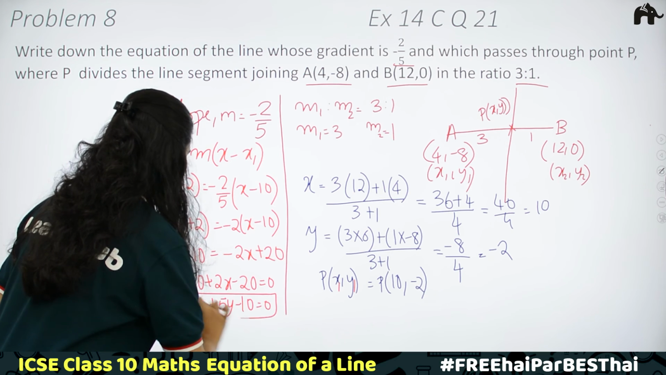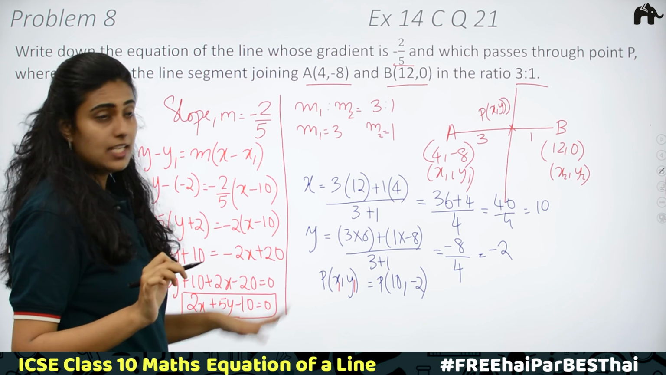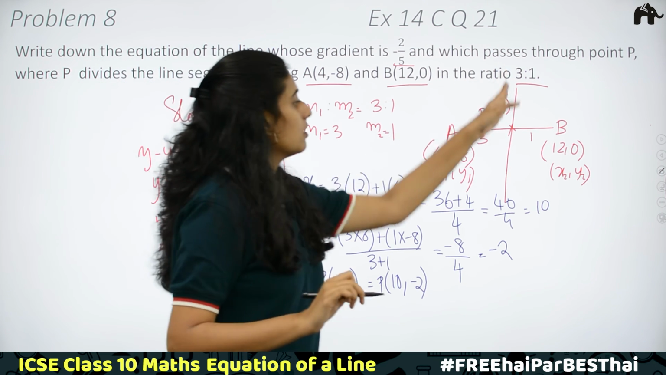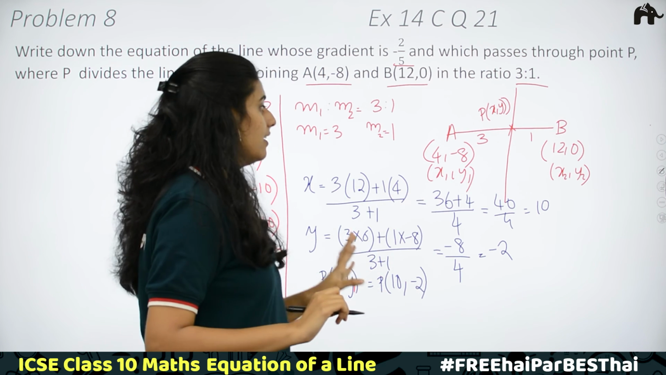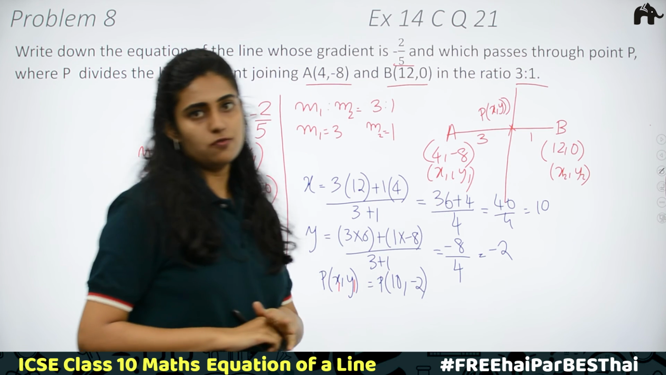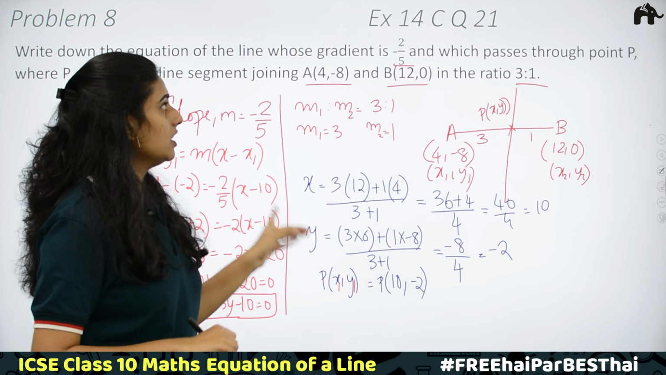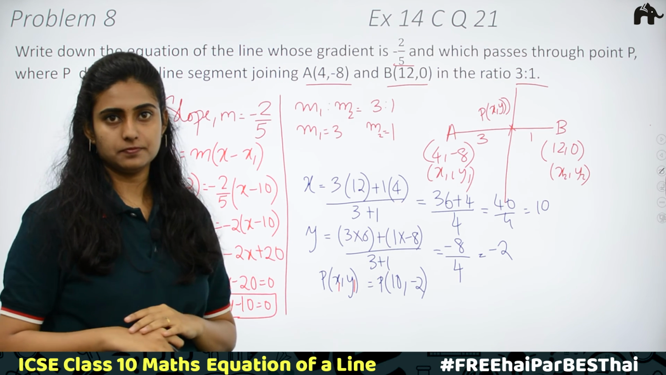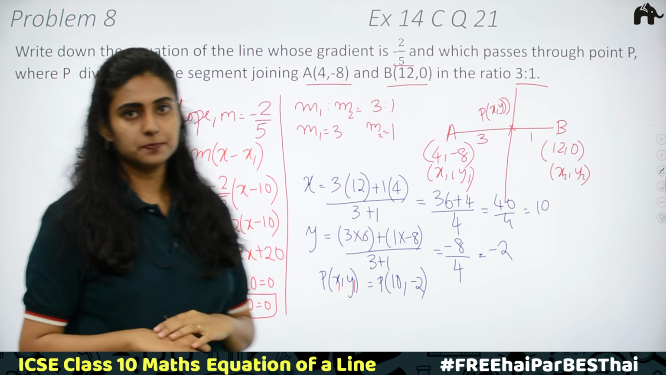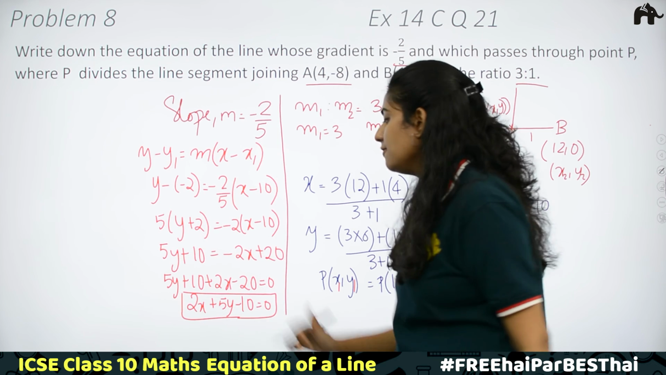So, this is the required equation of the line which divides the line joining A and B in the ratio 3:1. Okay. With the slope. Slope is given, that is minus 2 by 5. Clear? So, this is your final answer.